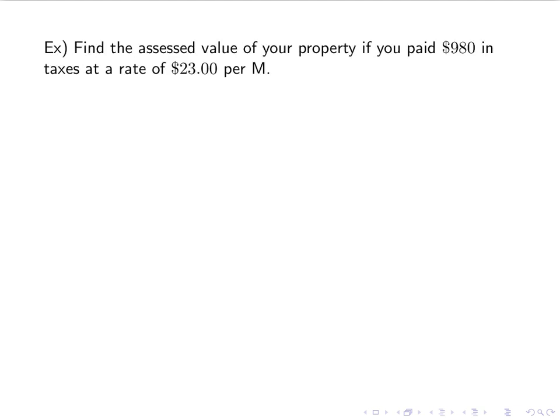And so now we'll do another example of finding each of the 3 unknowns. Find the assessed value of your property if you paid $980 in taxes at a rate of $23 per M. So we need to change 23 per M into a decimal. Per M means per 1,000, so we're going to move that decimal 3 places to the left. And that gives us 0.023A equals 980. Divide both sides by 0.023. And we get an assessed value of, to the nearest hundredth, because it's dollars, $42,608.70.